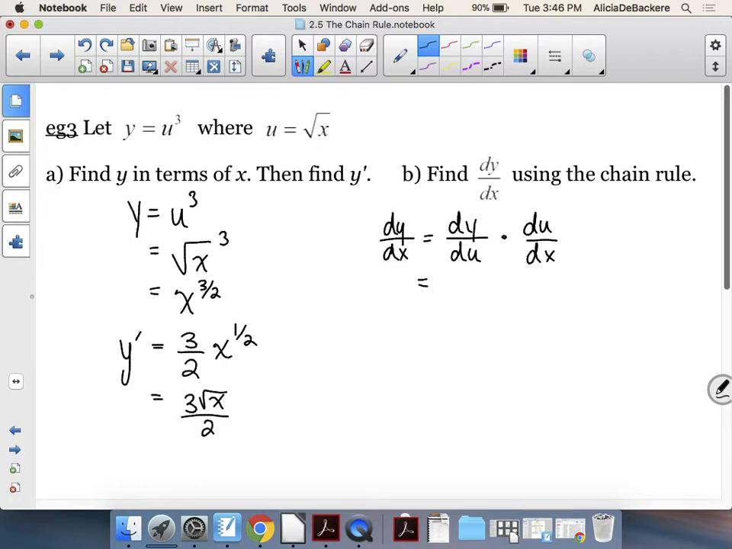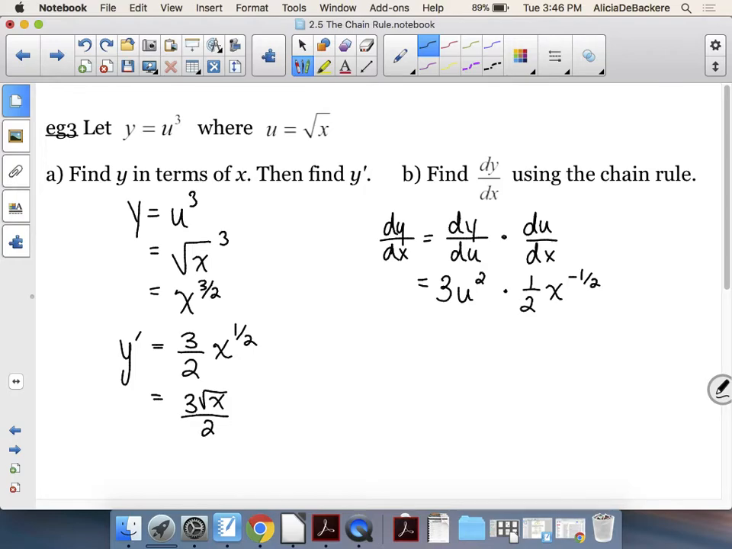So the first one, when I'm taking the derivative of y in terms of u, that's saying just go back up to your equation where y equals u cubed and take the derivative of u cubed. So I'm going to bring the 3 out front, and then I've got u to the exponent 2 because I took 1 away from the exponent. I'm going to multiply that by du dx. So I'm going up to where I have u in terms of x, and I'm going to take the derivative of the square root of x. So I bring the exponent out front, and then I subtract 1 from the exponent.